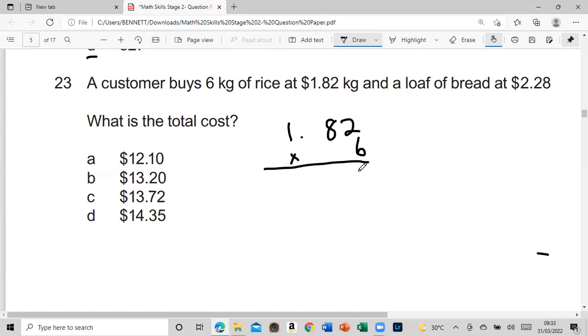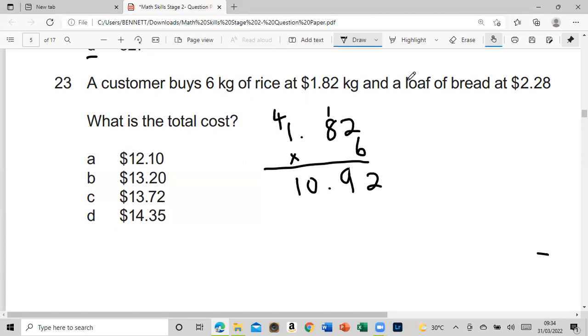And remember, 1 kilogram is 2.2 pounds. Alright, 6 times 2 is 12, that's 2, carry 1. 6 times 8 is 48 plus 1, 49. 6 times 1 is 6, and that's 10. So it's going to cost $10.92, right? It costs $10.92 for this alone.